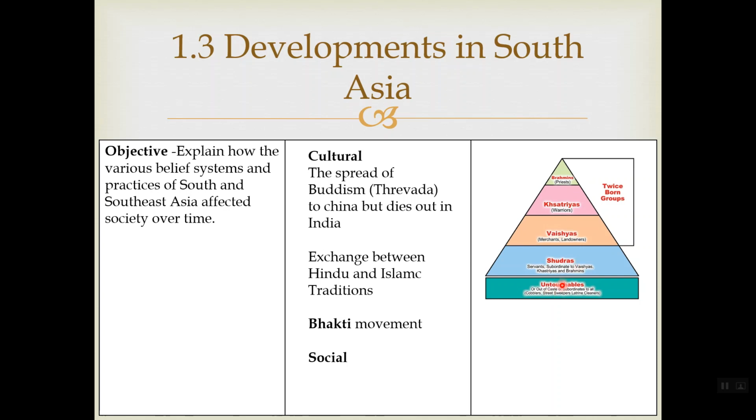So these guys had chosen Buddhism, but as Islam comes in, the religion of choice becomes Islam, and Buddhism begins to die out. However, it flourishes in China. Okay, so that's one cultural development: the spread of Buddhism into China and dying out in India, and then you can explain it, right? Another cultural development is the exchange between Hindu and Islamic traditions and how they clashed. And then you can explain those as well, right?